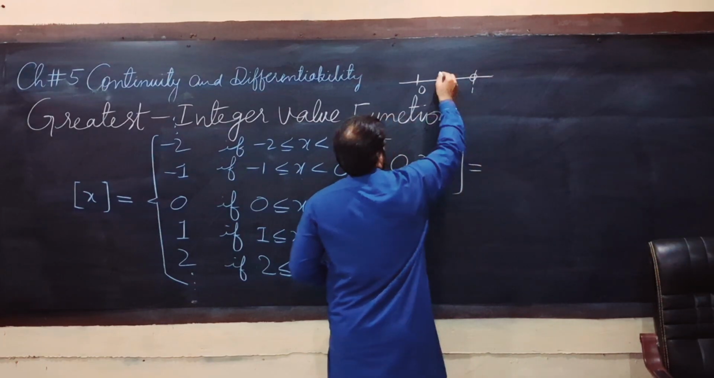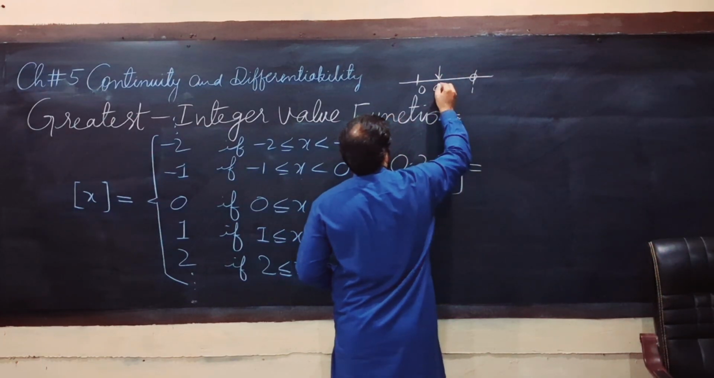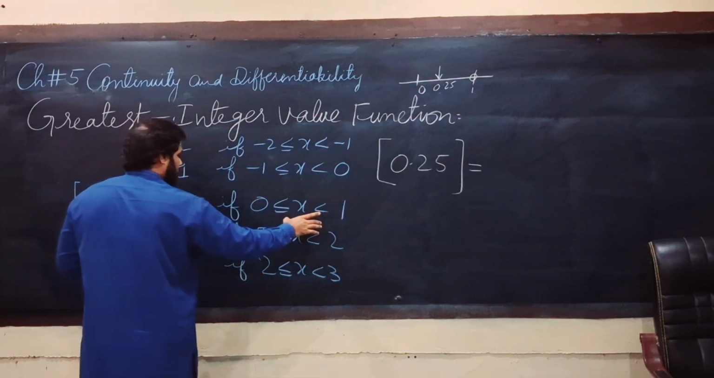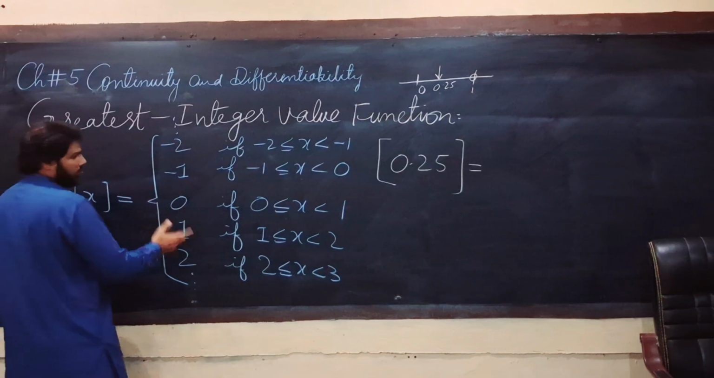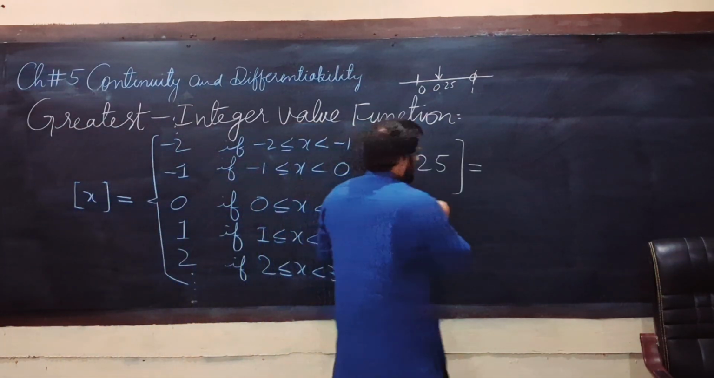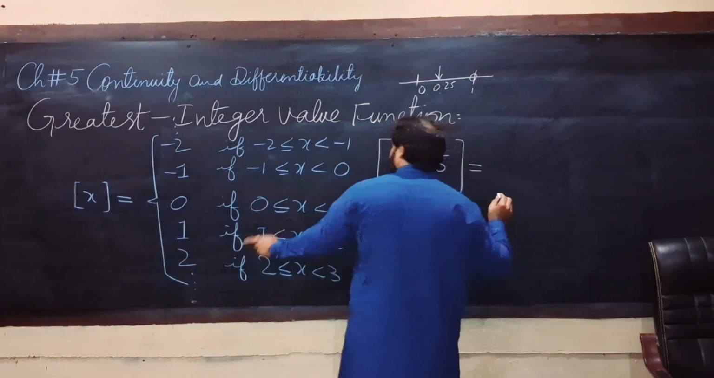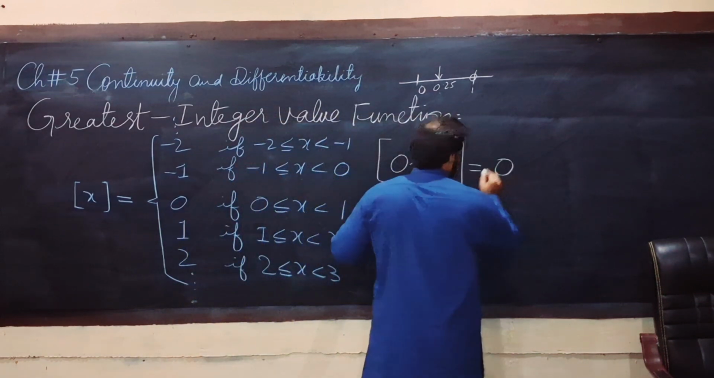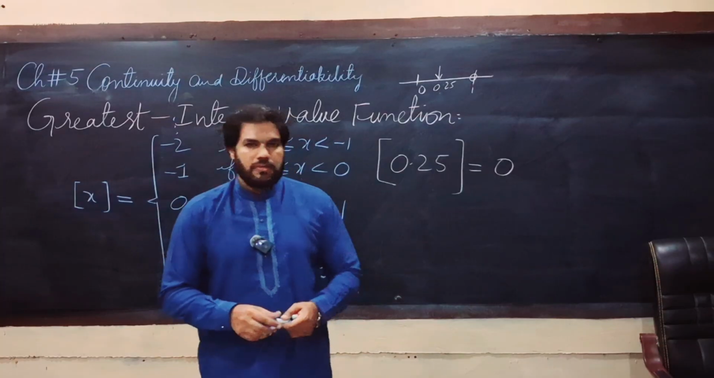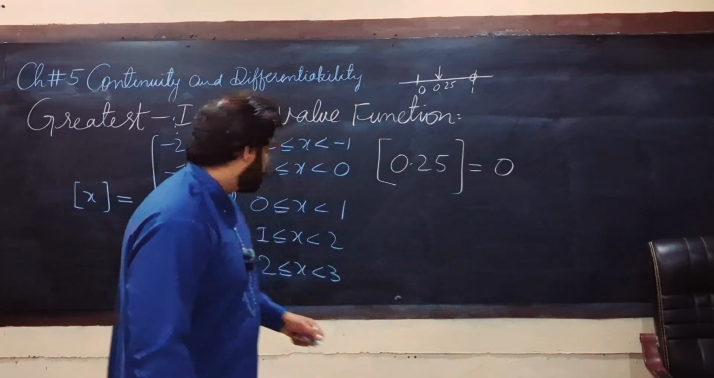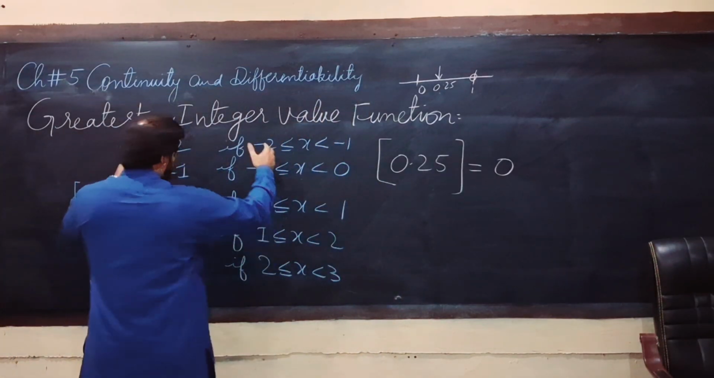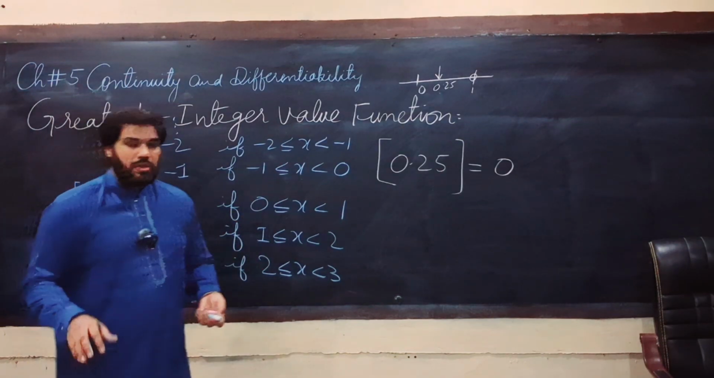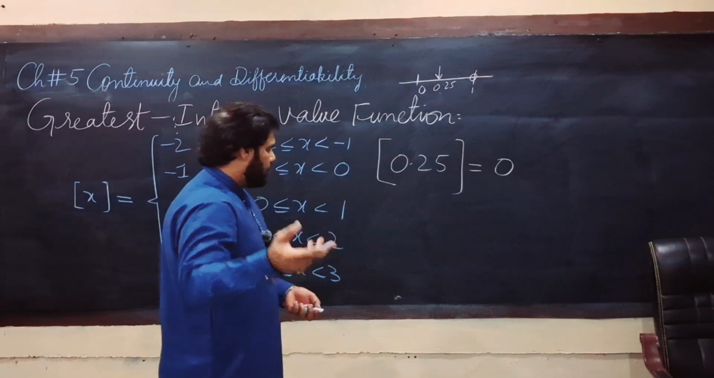1 is not included. So 0.25 will be here between 0 to 1. Now in this interval, the value of the function is equal to 0. So the first way to evaluate the bracket value of 0.25 is you can directly use the definition, that is equal to 0. But in this way you have to see the definition of the bracket value function. The alternative way is very simple.